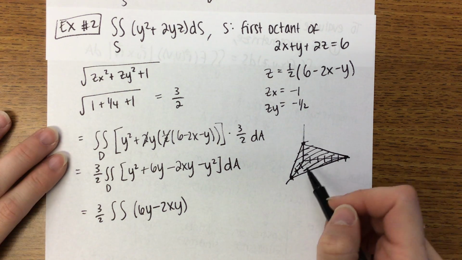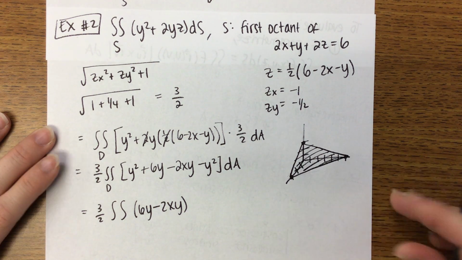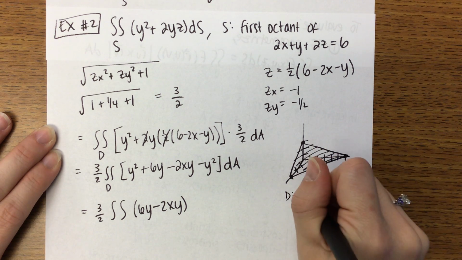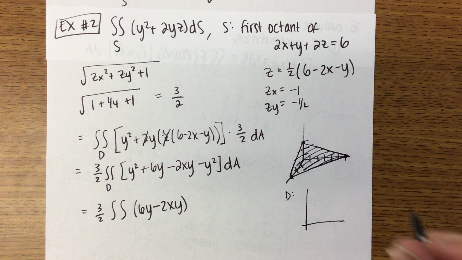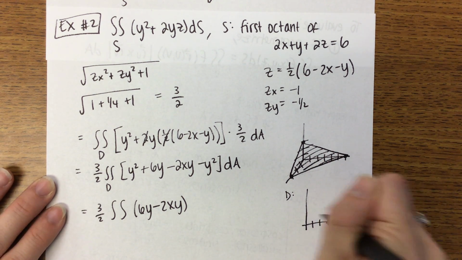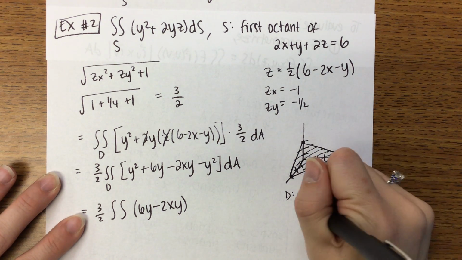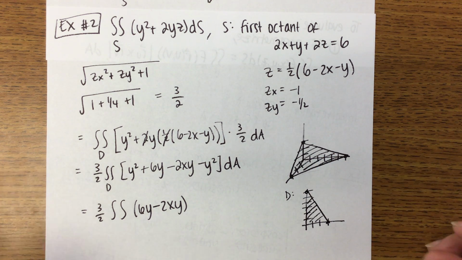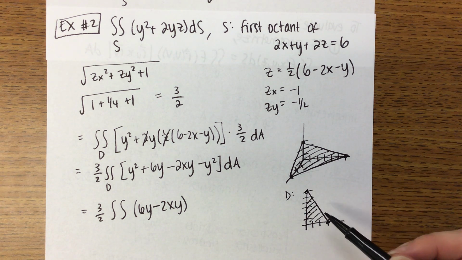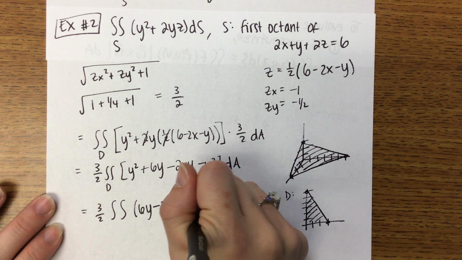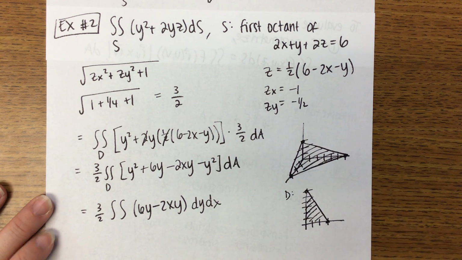Okay, so then D is this little region in the xy plane. So I'm going to draw that separately. So that's our D. Does it matter if we integrate with respect to x or y first over this region? No, there's not one that's going to be easier. I'm going to do y and then x just because that's convention.